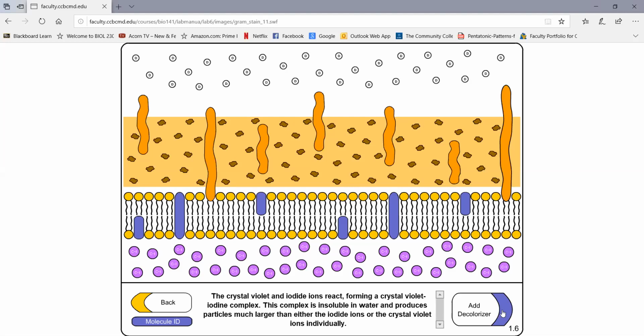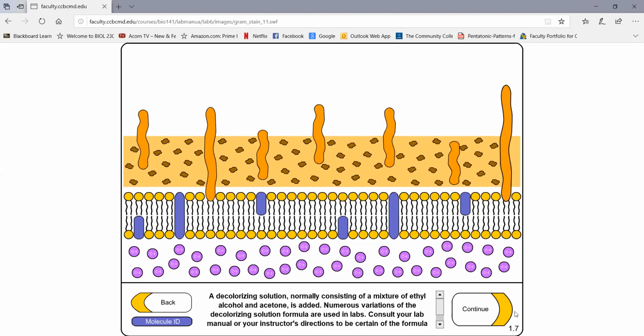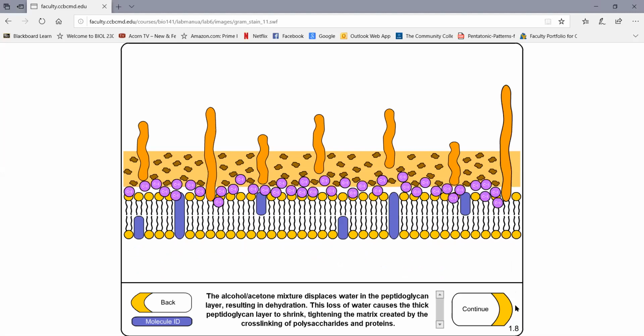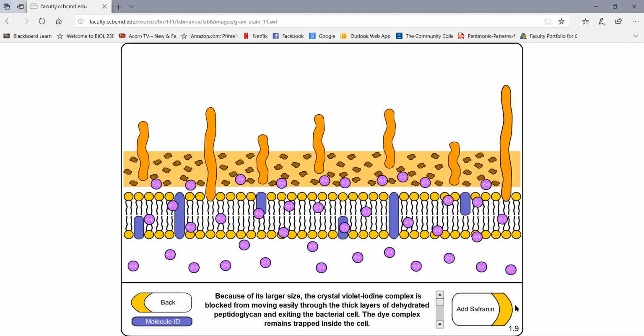When we add the decolorizer, in this case alcohol we're going to use, one of the characteristics of alcohol is that it's a dehydrating agent. It removes water, and in this case it's removing water from between the layers of peptidoglycan, causing the peptidoglycan to condense, and that condensation of the cell wall helps to hold the dye in better. So the crystal violet iodine can't really get out of the dehydrated multi-layered gram-positive cell wall, and it remains purple. It retains the crystal violet iodine complex.